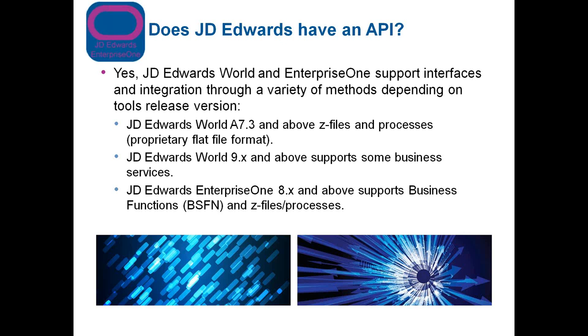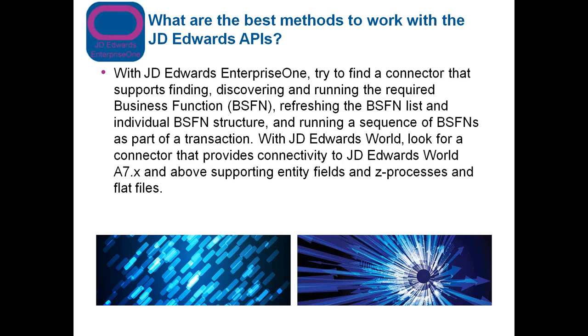Then when we look at JD Edwards Enterprise One's API, of course, it's a different world. We're now talking about business functions. The Z files and processes are still there, but we have a much more robust service-oriented manner for interacting with Enterprise One, and that's exciting. It's similar to the service orientation of World in the 9s. But with Enterprise One, since versions in 8.1 and forward, we've really had business functions. So business functions are a powerful way for us to interact.